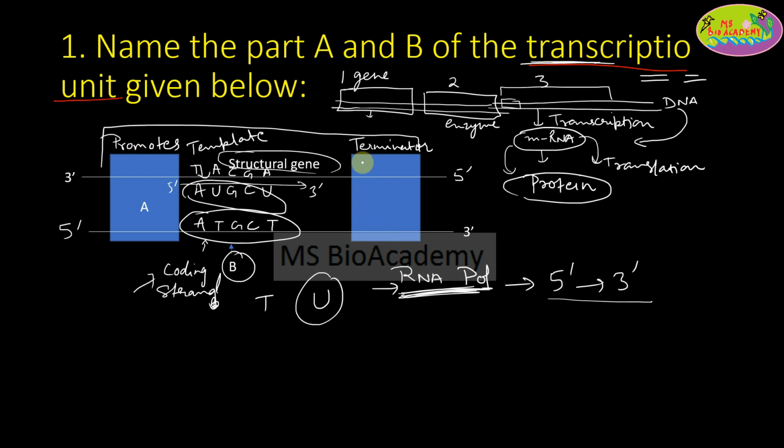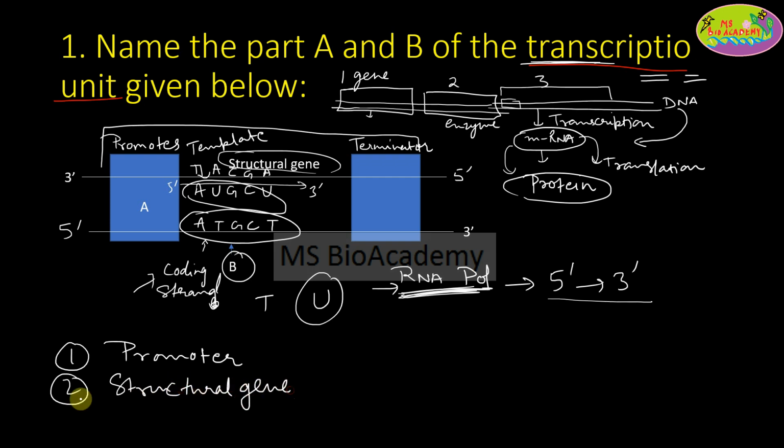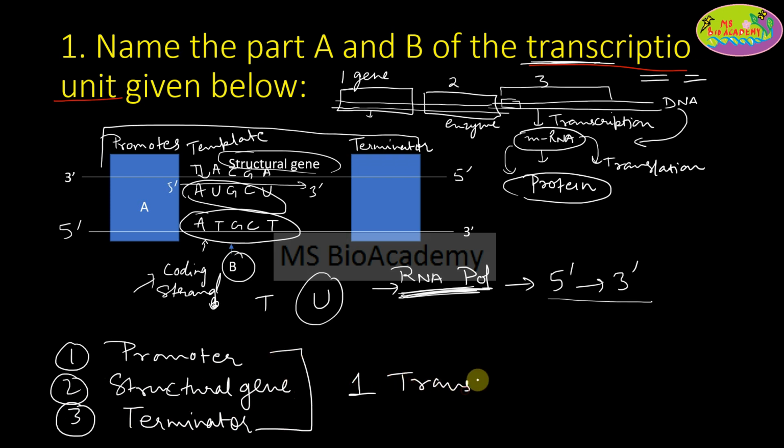So the whole transcription unit consists of what? It consists of the promoter, the first region where the RNA polymerase will bind. Second is the structural gene region. Please do remember all these extra points also, because sometimes these questions can come, right? So do remember them. And the third one is the terminator region. So these make up one transcription unit, right?